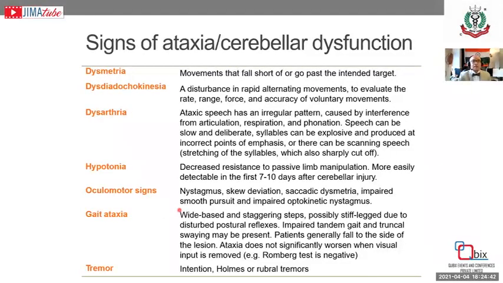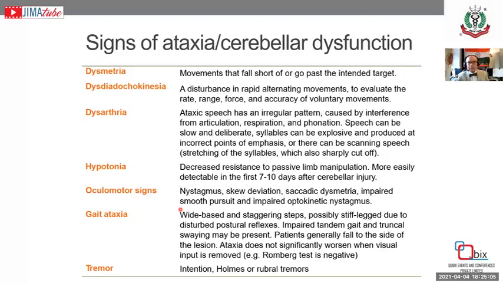So what are the clinical signs of ataxia or cerebellar dysfunction? First of all, there is dysmetria, that is, past pointing and overshooting past the intended target. There is dysdiadochokinesia, where, when you ask the person to make rapid alternating movements, there is an irregularity in the rate, range, force, and accuracy.